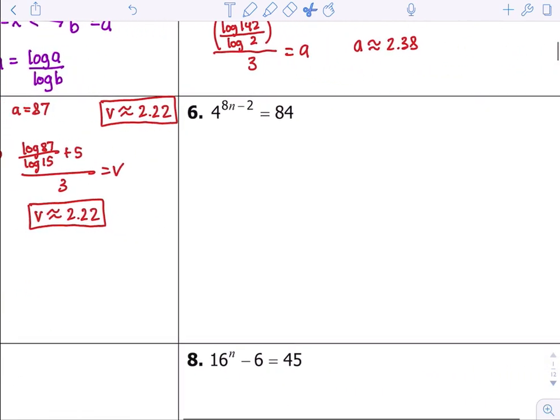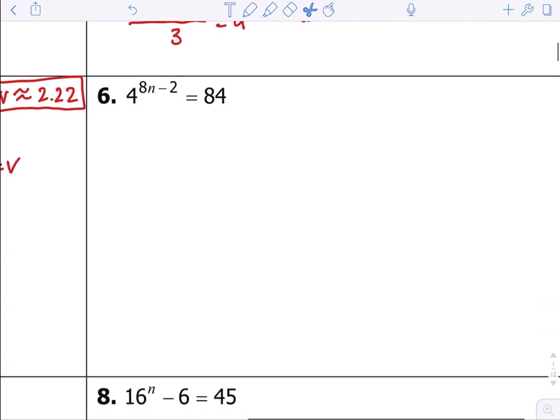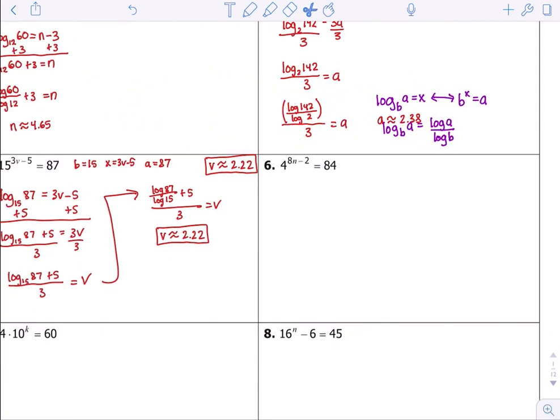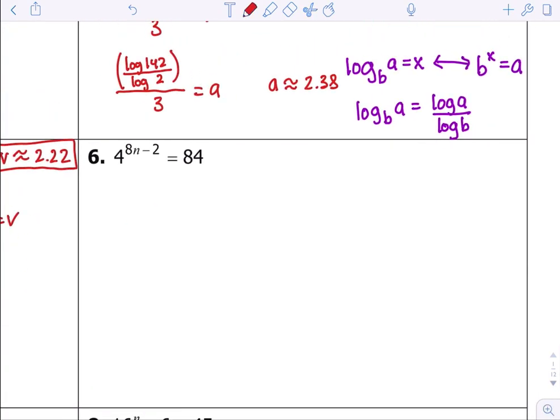Number 6. Oh, I need to drag. All right, so there's your formula. This is exponential form, so I'm going to copy down our b, x, and a. So b is going to equal 4, x is going to equal 8n minus 2, and a is going to equal 84.